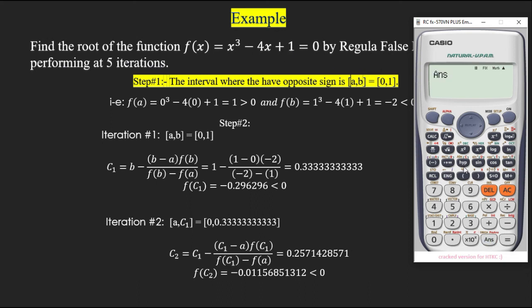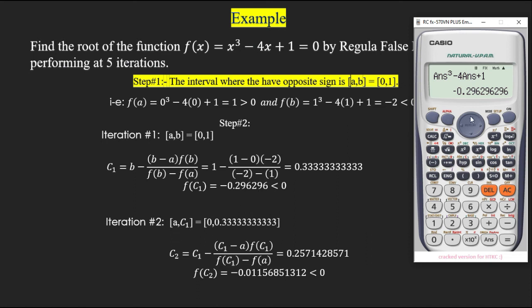So I will write answer cube minus 4 answer plus 1. After pressing the equal button, we will get the function value at C1, which is minus 0.296296..., which is less than 0. So in the second interval we will decide a and C1.